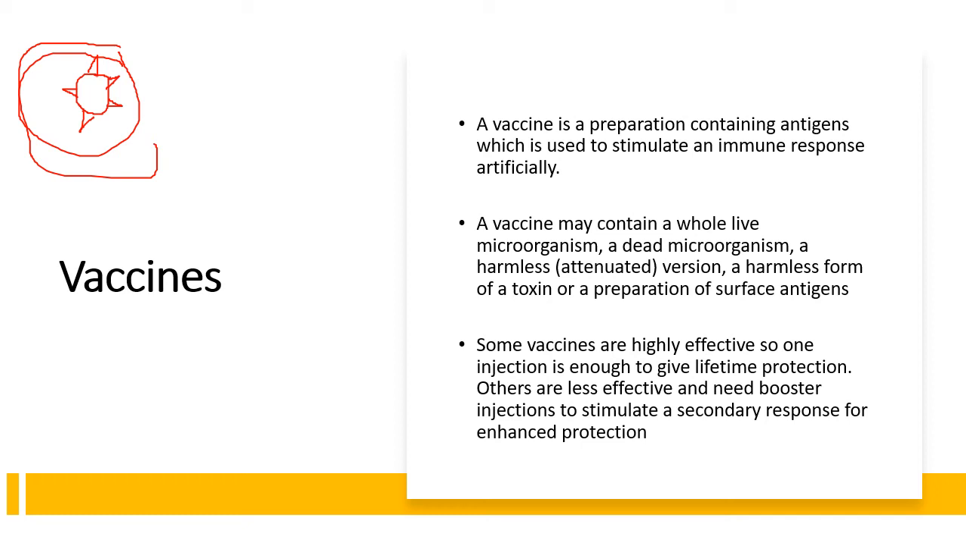Some vaccines are highly effective, so sometimes you get a lifetime injection and that's it for life. Others are not that effective, so you need what we call a booster injection, which means after a certain period of time you need to go get another injection so that you can get a secondary response for greater protection.